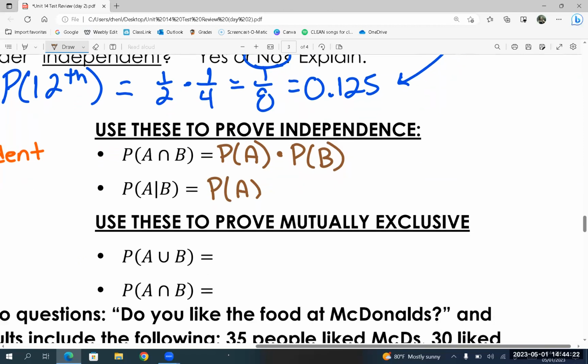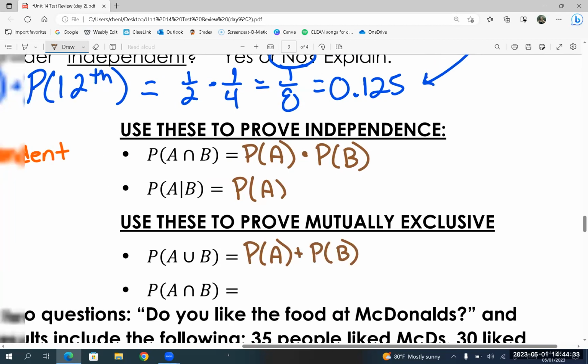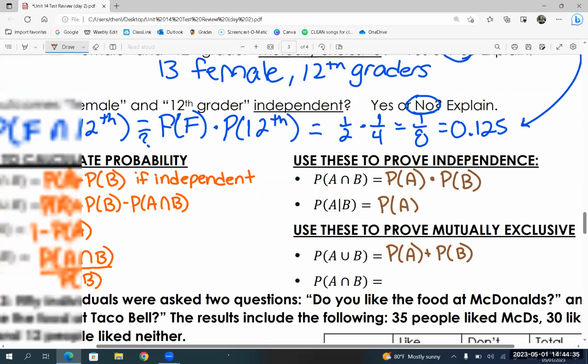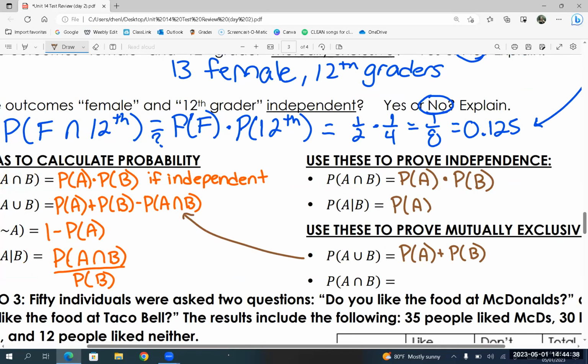Use these to prove that things are mutually exclusive. So the probability of A or B would be just equal to the probability of A plus the probability of B. Because if I'm using that OR formula that we had over here, that would mean that A and B is equal to 0. If you need to spell out 0, so you know it's not a random O, because it doesn't exist, you could just do P of A plus P of B. So that's why we can abbreviate that mutually exclusive down.